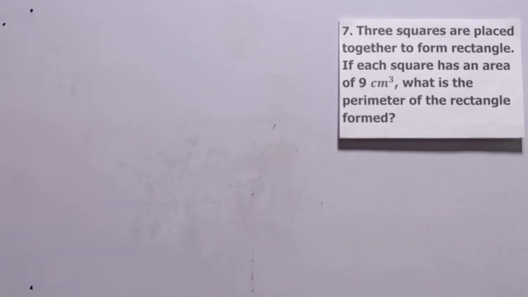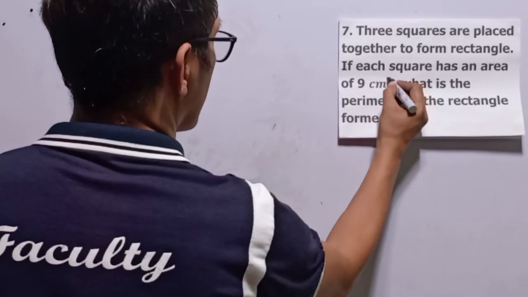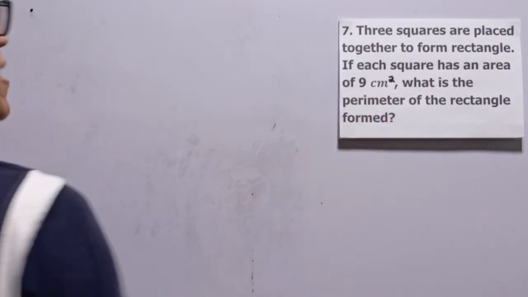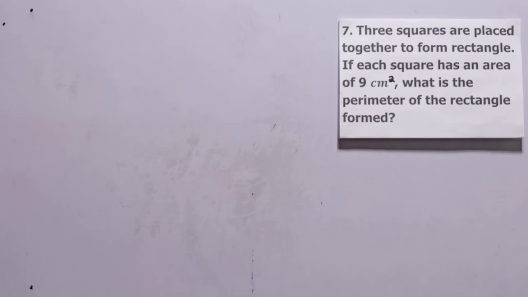Let's solve problem number 7. 3 squares are placed together to form a rectangle. If each square has an area of 9 square centimeters, this must be squared because it's area. Sorry for the correction. Again, each square has an area of 9 square centimeters. What is the perimeter of the rectangle formed?